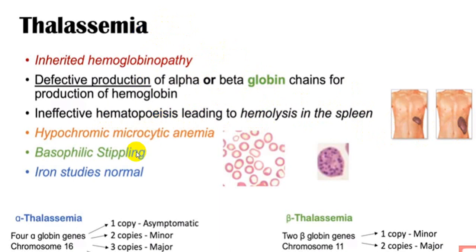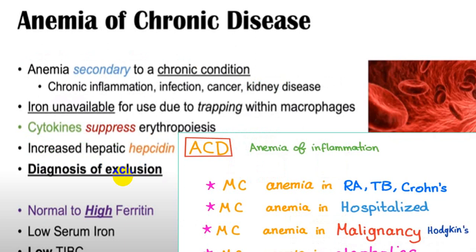And in a peripheral smear, you get basophilic stippling, which is also seen in a case of lead toxicity. And if you do an iron study, it will be normal. So if you get microcytic hypochromic anemia with a normal iron study, keep in mind thalassemia could be one of the causes of microcytic hypochromic anemia. In detail, we'll be dealing with thalassemia in a separate lecture.